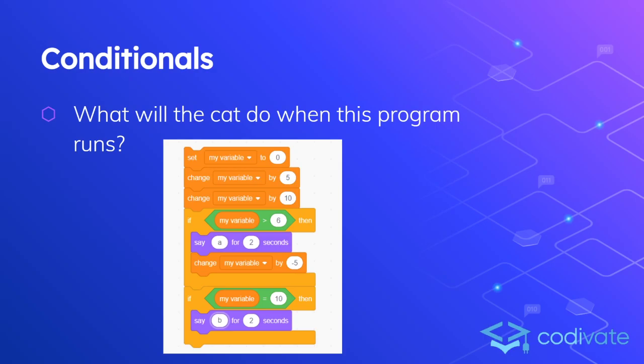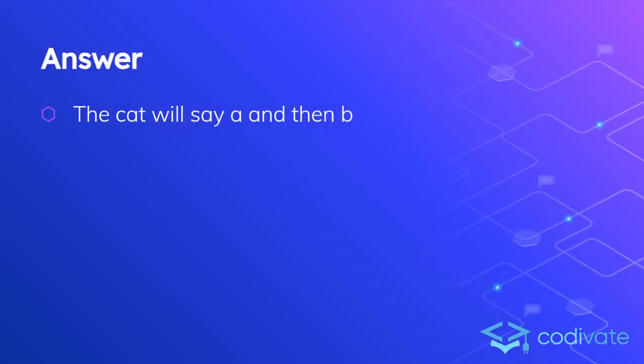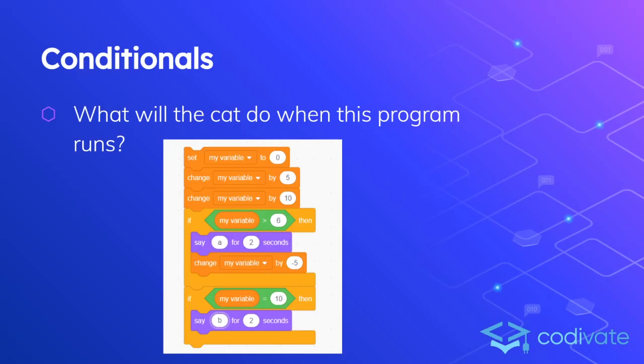Alright. The answer is, the cat will say A and then say B. And here's why. So we have a variable that starts at 0, and then we add 5 to it. That's what the change by 5 means. So now it's 5 instead of 0.